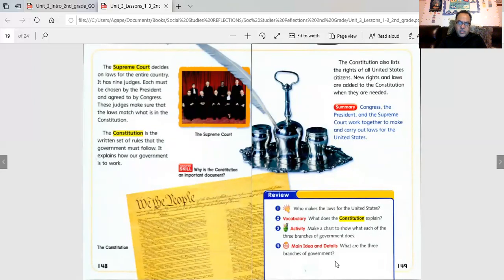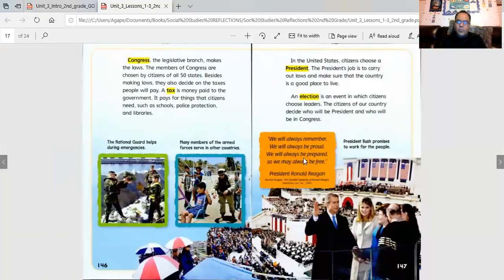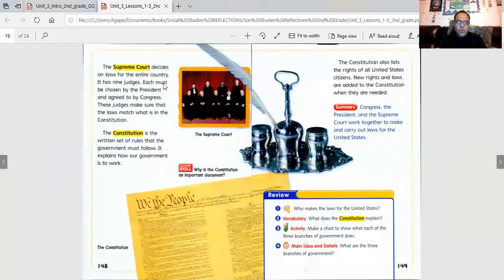What are the three branches of government? What are they? Think about this, and go back and read everything else on this. Because Congress is a legislative branch. Then the president, what is he? And lastly, what does he do? And the Supreme Court, what do they do? It's Congress, President, and the Supreme Court.